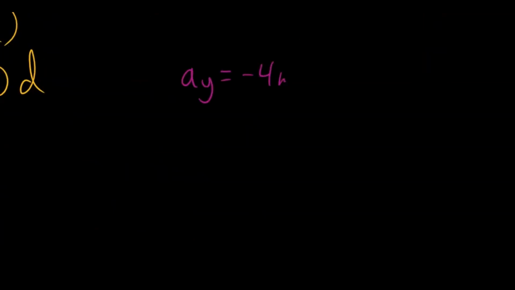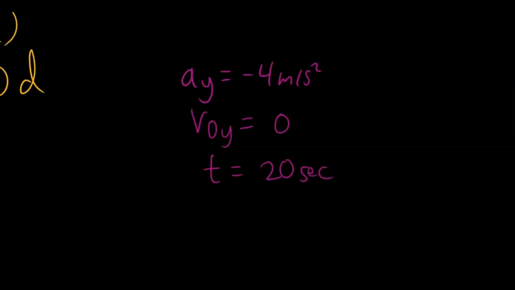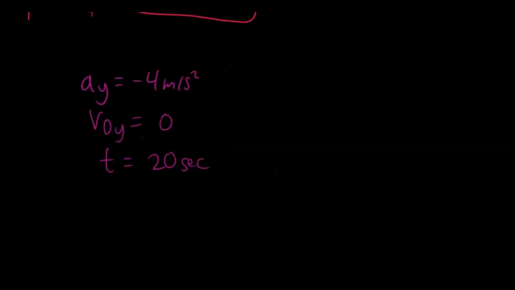The acceleration due to gravity is -4 meters per second squared. We also know that the initial velocity in the y direction would be 0, and the time it took that first object was 20 seconds. And that's all we really know. So is there an equation we can use?